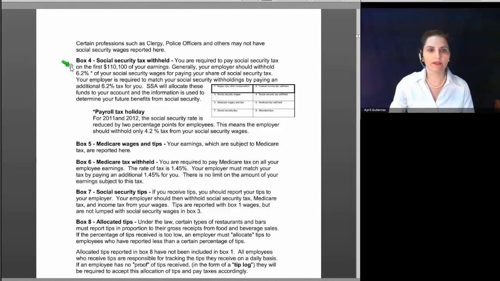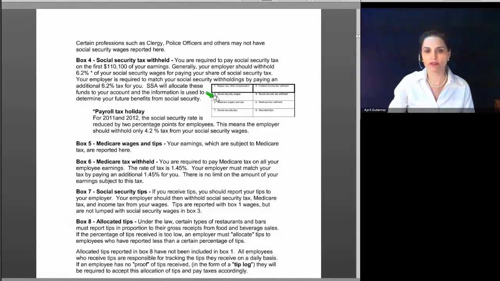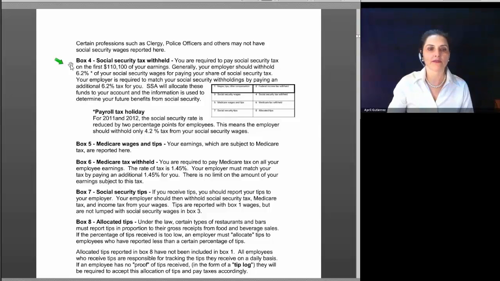Here is the amount that goes into the Social Security tax withheld box. We just finished mentioning Social Security wages, and now we're looking at how much Social Security tax is withheld. You are required to pay Social Security tax on the first, for 2012, $110,100 of your earnings.